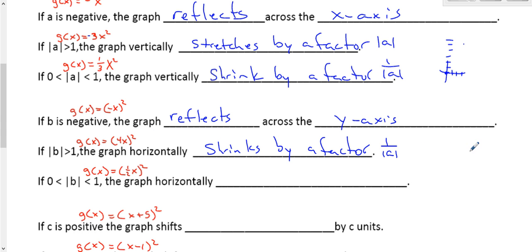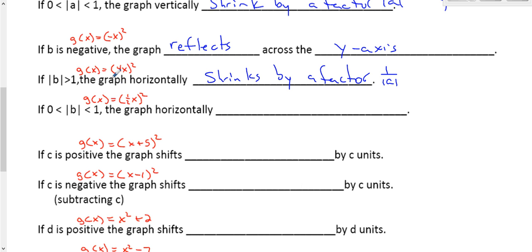So instead of going out 4 units and up 1, it's going to only go 1 unit over, up 1. So that's an example. Your x values are now 1/4 of what you would normally have. If I'm using 4 to get to the y value of 1, now instead I'm going 1 value for x to get the value of 1 for y. So shrinking by a factor of 1 over the number there.